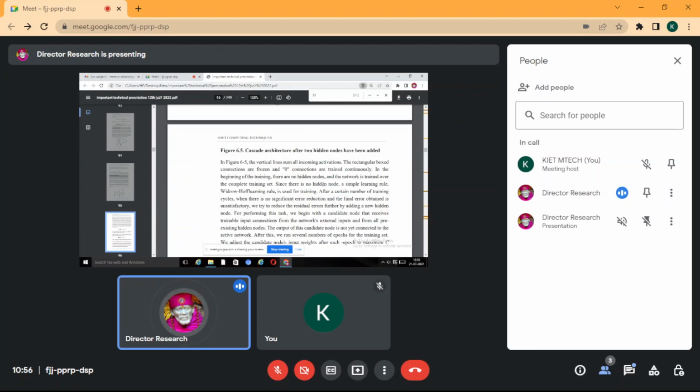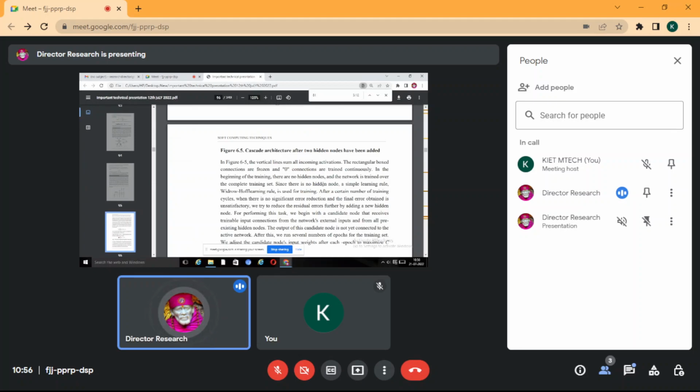The network is trained over a complex training set. Since there is no hidden node, a simple learning rule is used for training. After a certain number of training cycles, there is no significant error reduction, and the final error obtained here is unsatisfactory. We try to reduce the residual errors further by adding a new hidden layer node.